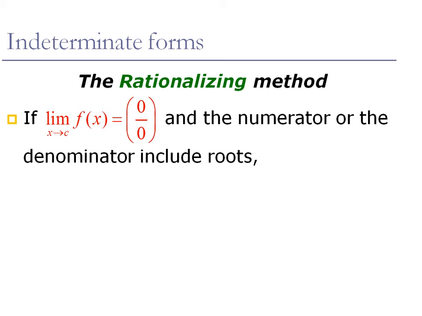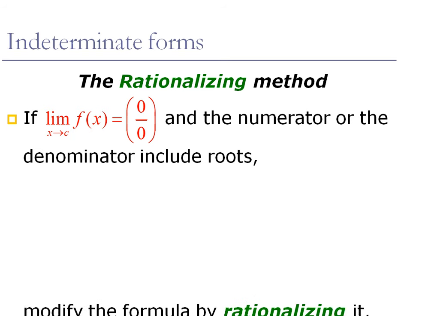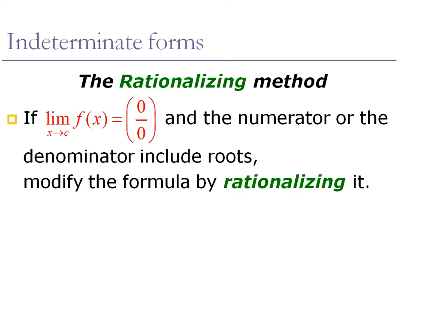Once again, we're going to be dealing with a 0 over 0 form, but this time the numerator or the denominator, or both, include some roots, some square roots. And because of the roots, we're unable to factor properly. Well, what we can do is modify the formula by rationalizing it. If you don't remember what rationalizing is all about, we'll review that in class, but you may want to start reviewing it on your own.